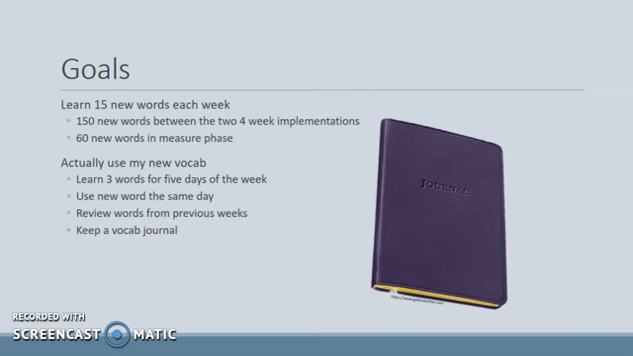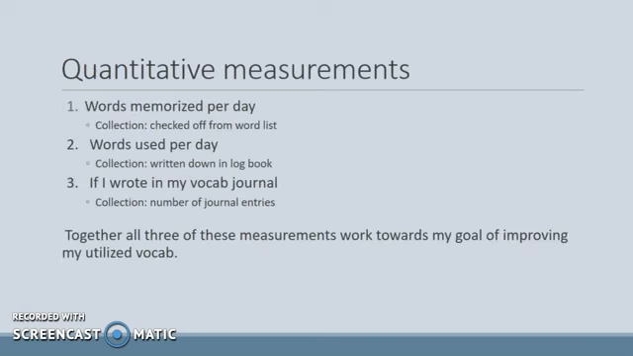And then also to keep a vocab journal of things that I've done in regards to who I use the words with, how I use them, and if I use them correctly. And so with this, I had 3 quantitative metrics, or measurements, that I used. As I go through these 3, I'll list what they are, how I collected them, and why I used them.